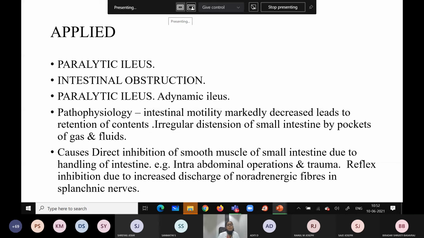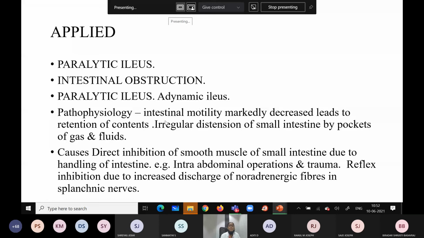Now coming to some of the applied aspects of intestinal motility, that is paralytic ileus and intestinal obstruction. These are the two applied aspects which commonly occur. What is paralytic ileus? It is also called adynamic ileus. Adynamic means the ileum is not moving.